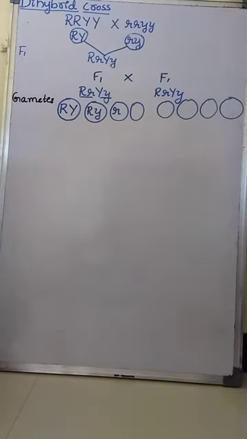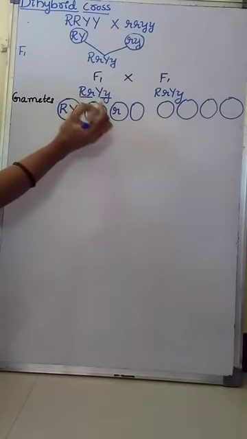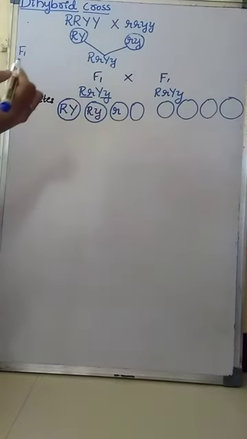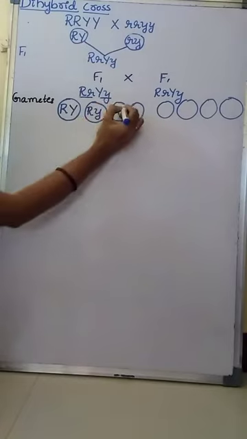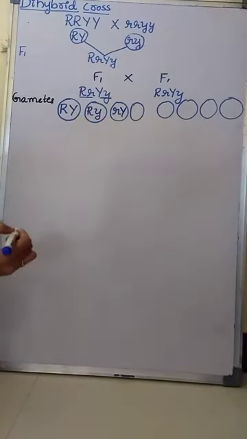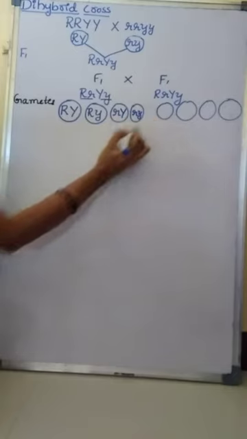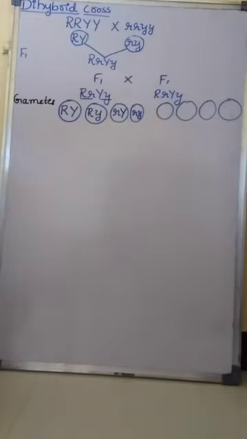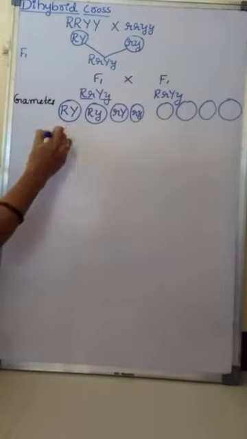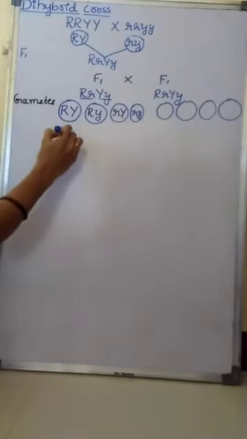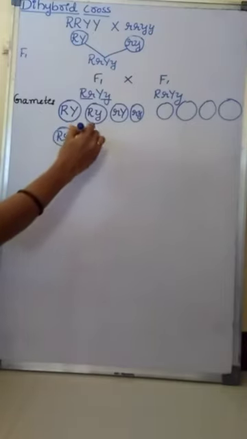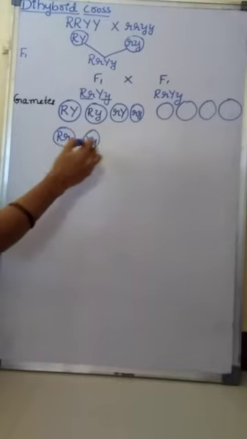In the same way, from this character, small r may also enter into the gamete. Along with small r, capital Y may enter, or along with small r, small y may also enter. All the alleles have an equal chance to enter into the gamete. But both the alleles with respect to one character will not enter into the gamete. This is wrong.